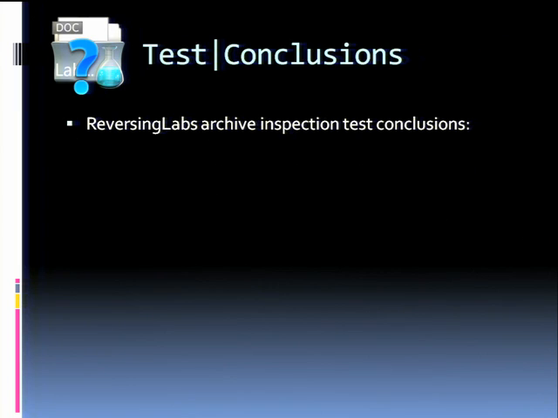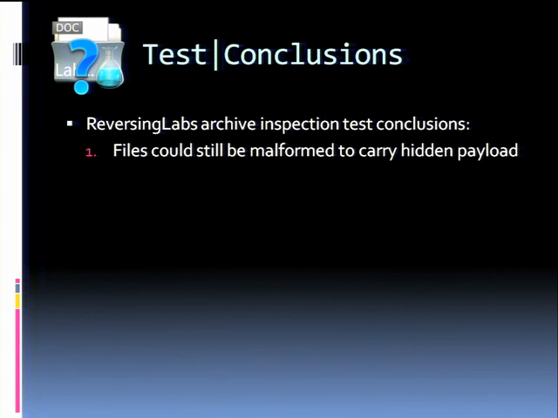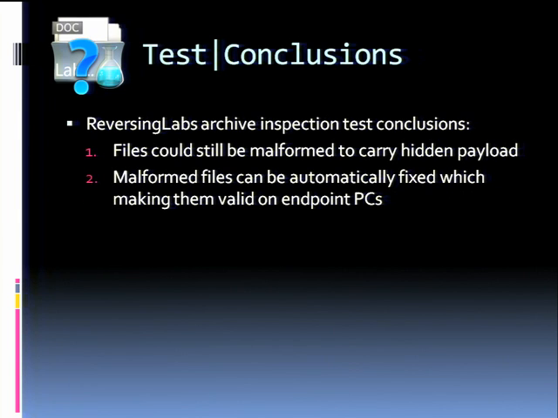Now, what are the conclusions of our testing? Files can be malformatted to carry a hidden payload, and that hidden payload can affect the way we process archives, and in the case of security, we won't be able to scan the whole archive. Now, malformatted files can also be automatically fixed by adding generic decompression routines to the archive processors, such as WinRAR has for the zip file format. They can still be decompressed even though they don't look valid from the documentation standpoint.